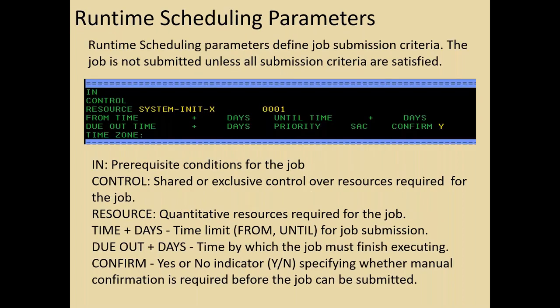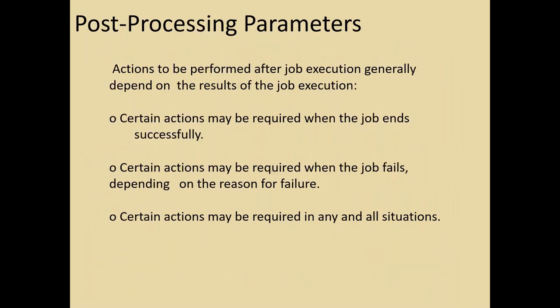Okay, so now next is your post-processing parameters. These are the actions to be performed after a job execution, generally depending upon the result of the job execution. That is, certain action may be required when a job ends successfully, certain action may be required when a job fails, depending upon the reason for the failure. Certain actions may be required in any and all situations. Post processing is nothing but whenever any of your jobs is failing, it will not post the condition for your dependent jobs. In this situation, what do you have to do?